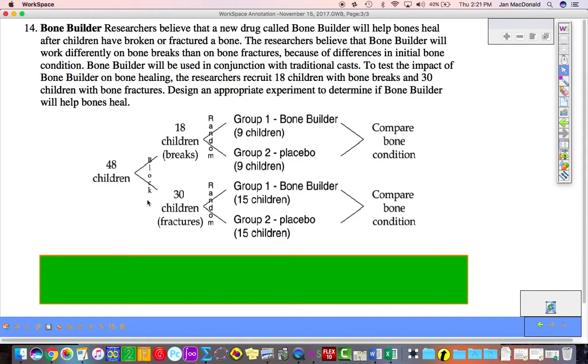Notice we blocked to eliminate any confounding variables due to the differences in initial bone condition. Then we randomly assigned treatment. And then at the end, what did we do? We compared bone condition. That's what we're interested in. Did Bone Builder work? Did those bones heal quicker? Was that the question? On bone healing, let's see.